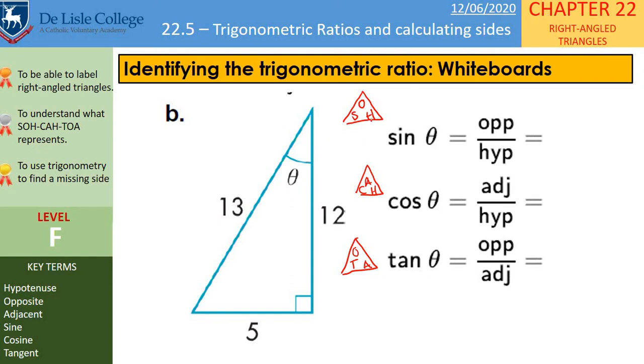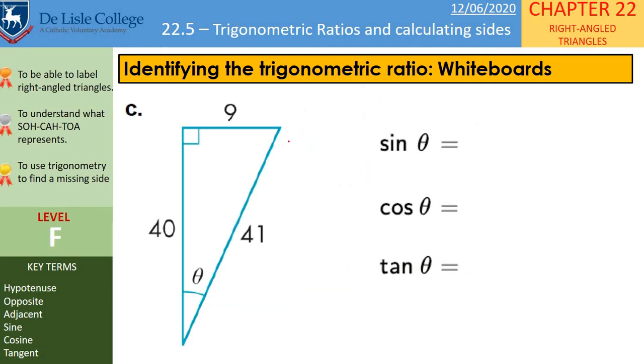Good, so we should have opposite over hypotenuse, so you should have 5 as your opposite because it's opposite the other given angle. You should have 13 as your hypotenuse, and then 12 as your adjacent. So you should have 5 over 13. For cosine, it's adjacent over hypotenuse, so 12 over 13. And then the only other one is tan, so it's 5 over 12, opposite over adjacent. Lovely. Right, we'll have another go here.